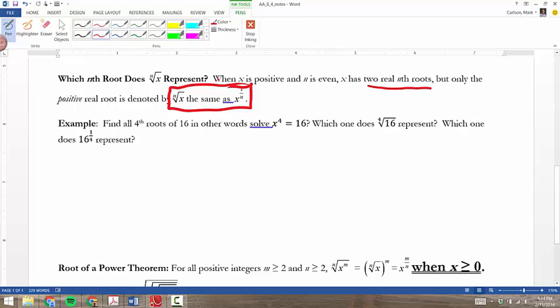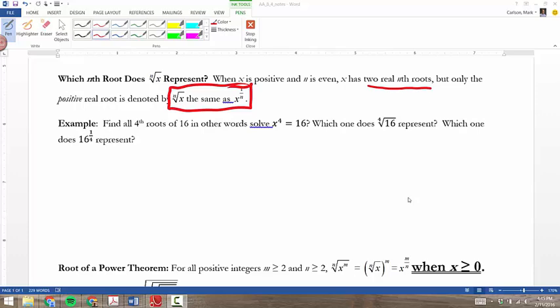Okay, it doesn't represent all of them. We're going to find out that there are ones that are complex or imaginary numbers. We know that when n is even, there are going to be two real ones, and when we say the nth root of x, or we say x to the 1 over n, we're only representing the positive real nth root of x.